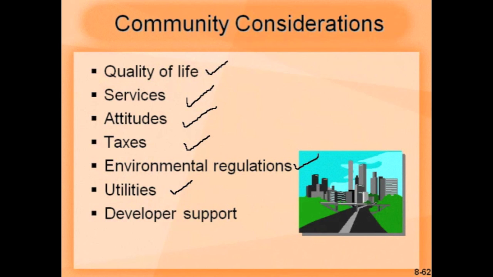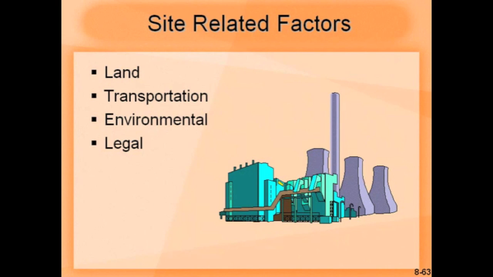Similarly, utilities and even developer support. Third major category is site-related factors, which relates to land. One has to look into what type or what quality of land they have, because if they want to go for a multi-story building, whether that land can sustain that kind of stresses. So all that has to be evaluated.